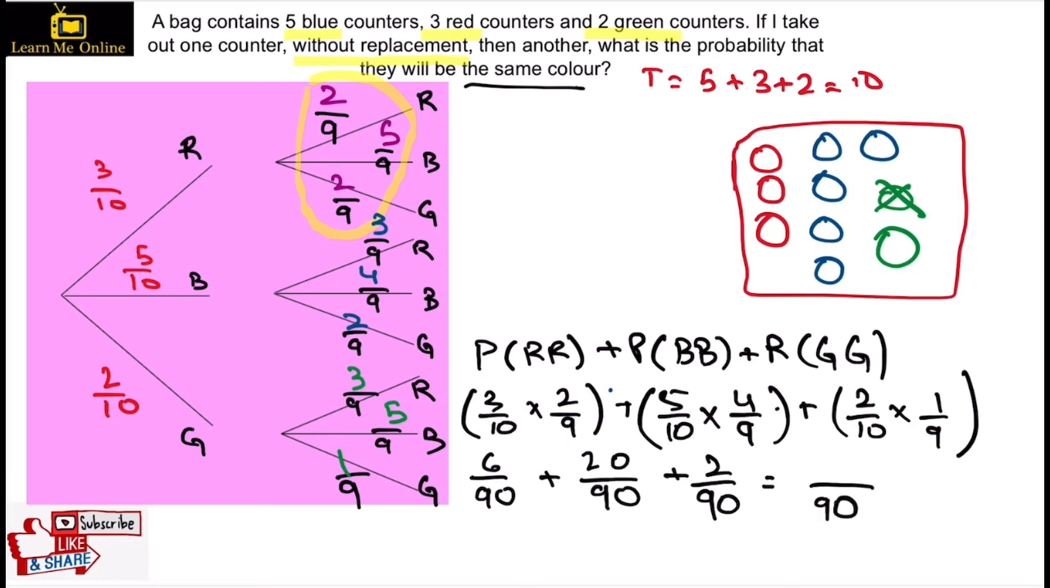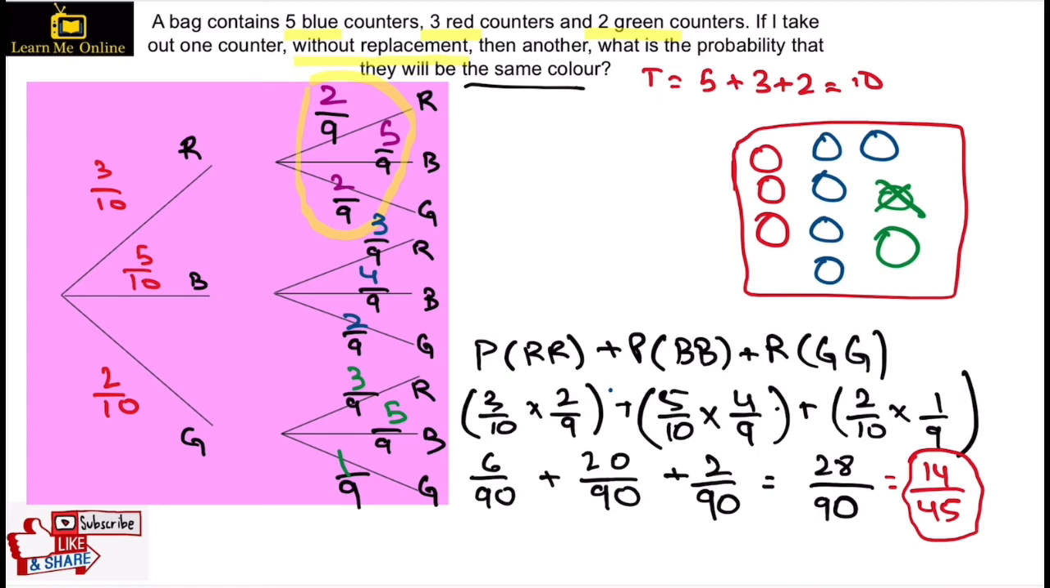Because you've got the common denominator 90, you add the numbers written on the top. So 20 plus 6 is 26, 26 plus 2 is 28. We clearly see that both numbers are divisible by 2. So half of 28 is 14 and half of 90 is 45. You can't simplify them any further. So the probability of having the same colors is going to be 14 over 45.